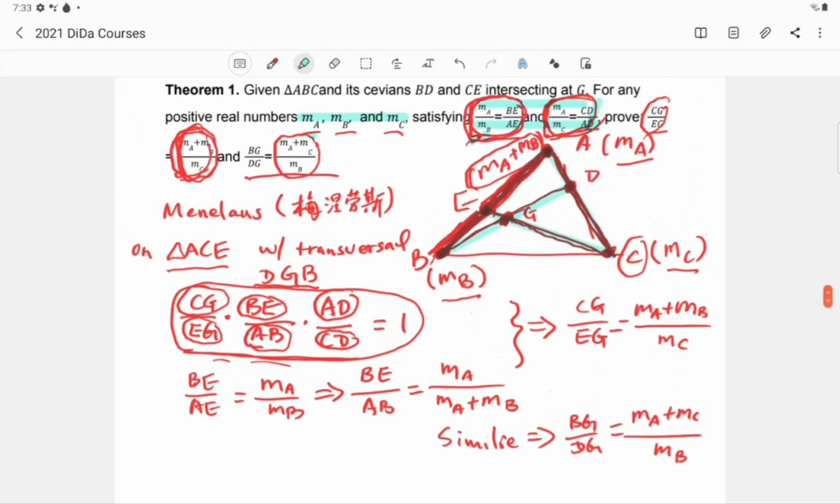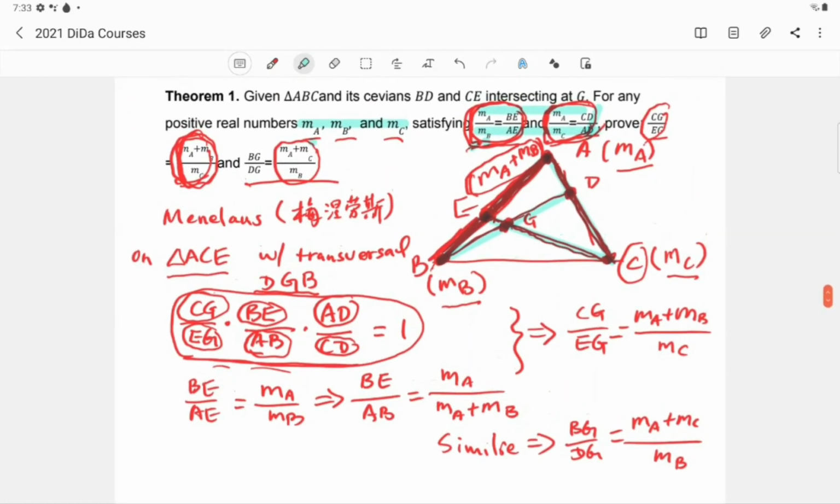And so the physics interpretation is the same thing. If I have masses at A, B, and C, to calculate the center of mass, I can first calculate the center of mass of the subsystem A and B, to arrive at E, and then use E and C to calculate the center of mass at G.